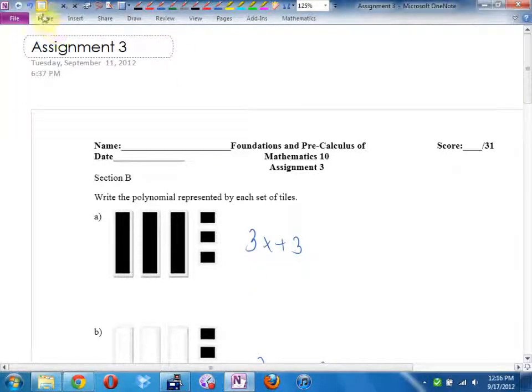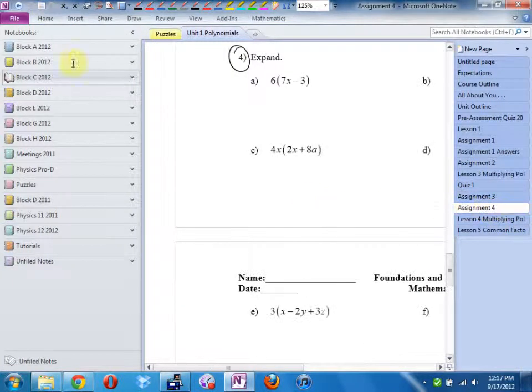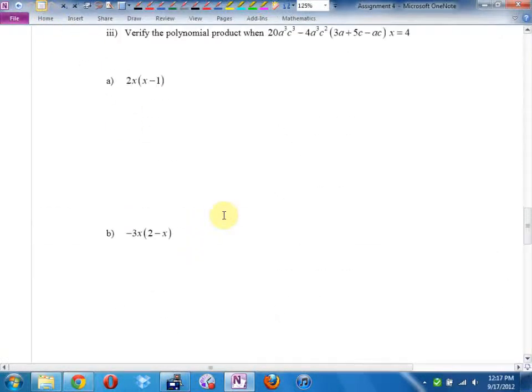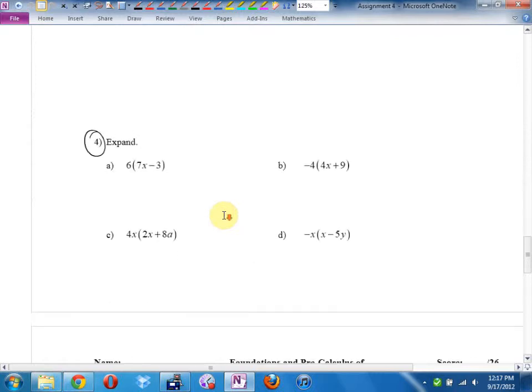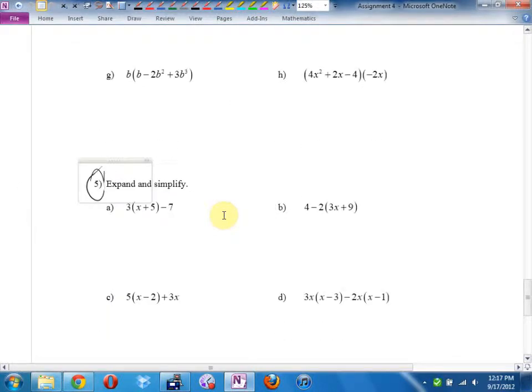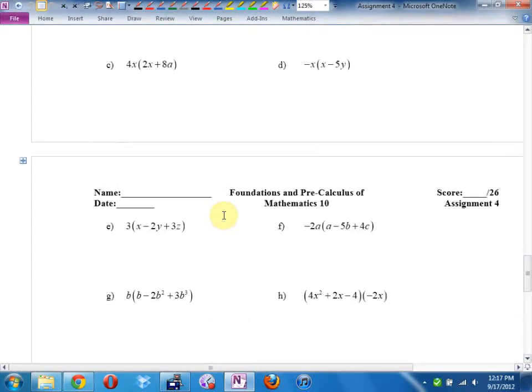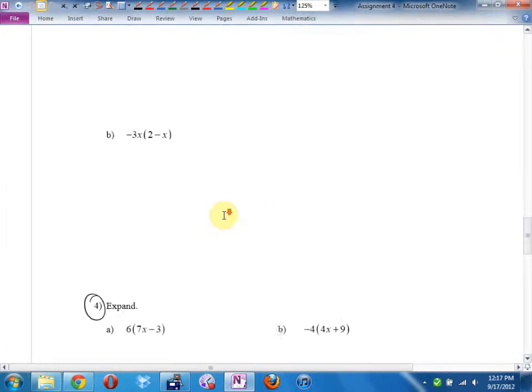Hang on to that one for a second. I'm not going to give you 31 marks for that because I cut it shorter from the original one. I'm probably going to give you just a 10 out of 10 for doing it. Can you get out assignment number 4, numero cuatro, this one here? And I think all I assigned for you folks was question 4 and question 5, yes? Okay.